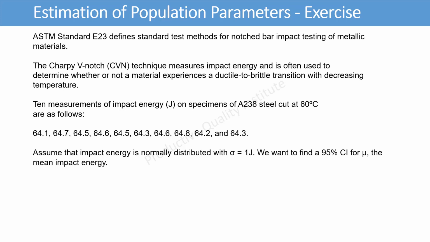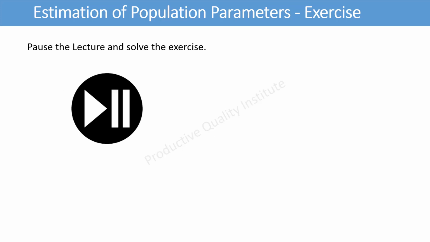10 measurements of impact energy in joules on specimens of A238 steel cut at 60 degrees are as follows. Assume that impact energy is normally distributed with sigma equal to 1 joule. We want to find a 95% CI for mu, the mean impact energy. Please pause the lecture and solve the exercise.